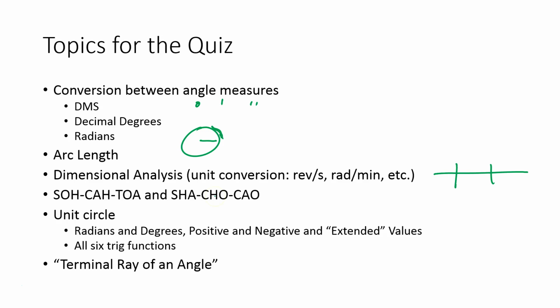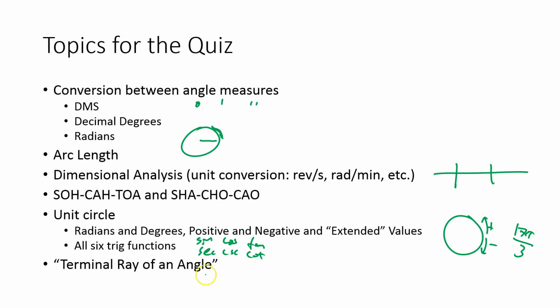SOHCAHTOA and CHOCHOCAL, and then the unit circle, which is what we've been focusing on the last few days. Radians and degrees, positive and negative, and extended values. That's where, if it's positive, you go up, if it's negative, you go down. If it's more than 2 pi, like 17 pi over 3, something like that, you have to know how you get to that point. And then all 6 trig functions: sine, cosine, tangent, secant, cosecant, and cotangent of those normal 16 values on the circle.